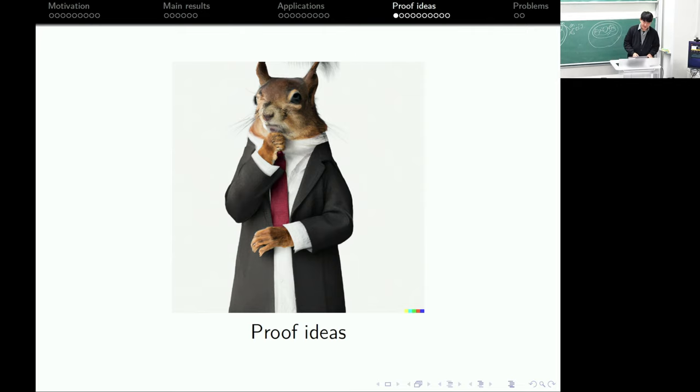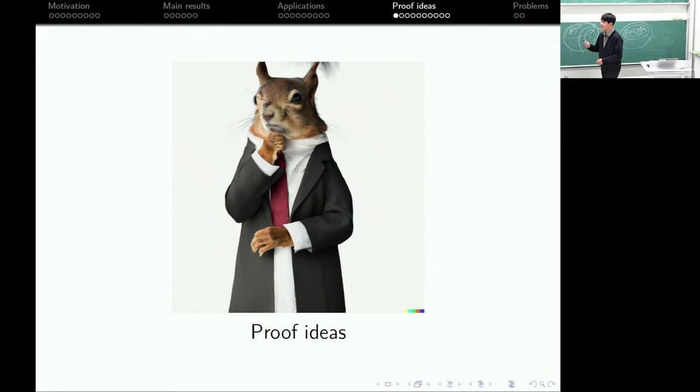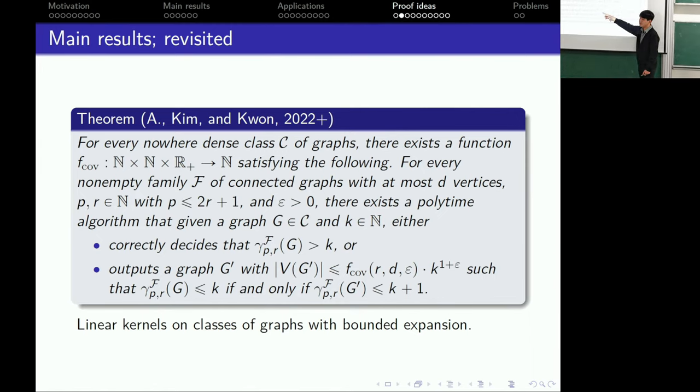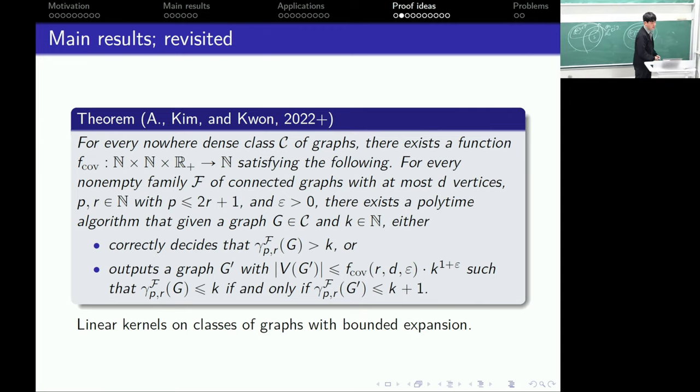If you have no questions, I'm going to give you some proof ideas. But because of the time limit, I can only give you some proof ideas for the first problem, the coupling problem. So let me recap the main result here. We are going to construct a polynomial time algorithm that, given a graph G in the nowhere dense class C and some k, either correctly decides that the gamma number is larger than k, or constructs a small G prime preserving the answer for the problem.